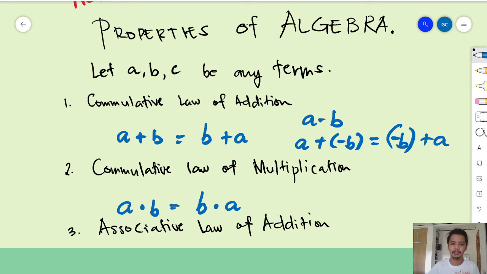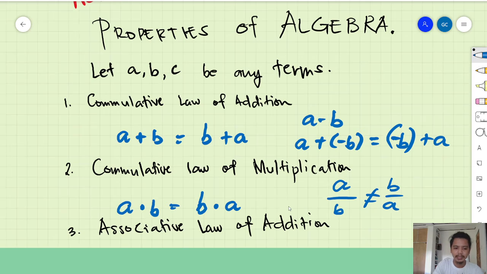But when it comes to division, we cannot commute the divisor. By that, halimbawa, meron tayong A divided by B or A over B, it is not equal to B over A. So, pakitandaan niyo na, these are not equal. Hindi sila equal sa isa't isa unless yung A at B mo ay equal sa isa't isa. But hindi yun yung laging case.